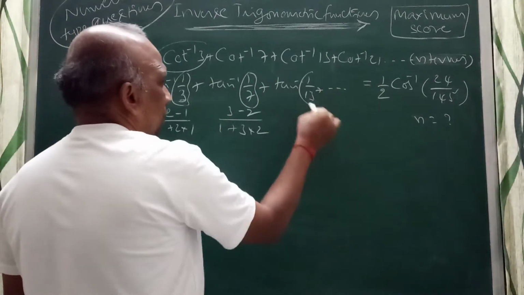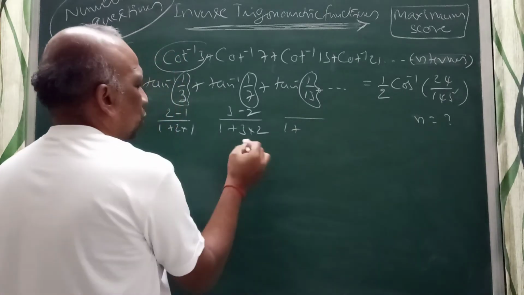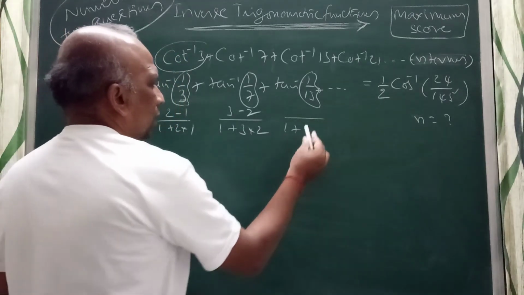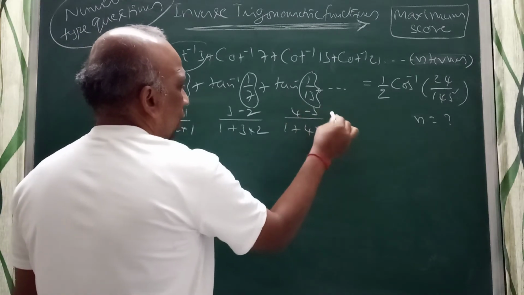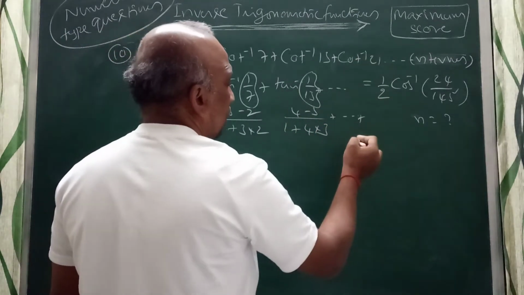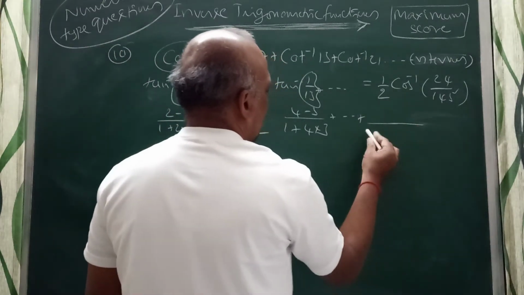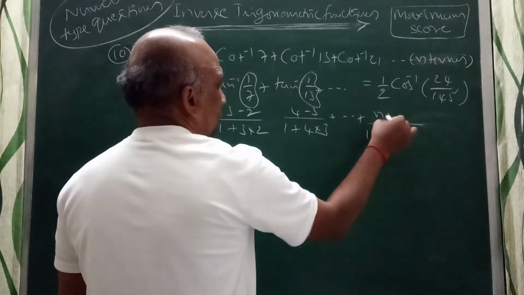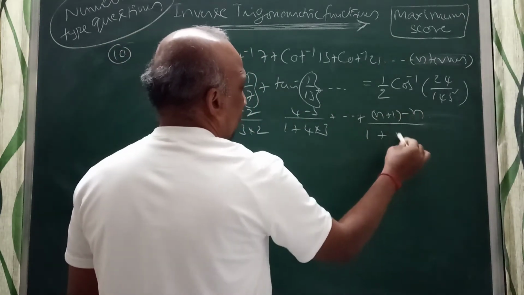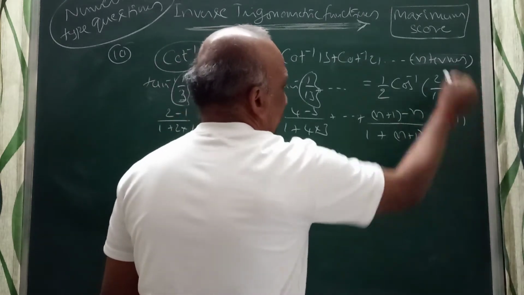See 1 by 3 into 2, same pattern, 1 by 12 I can write; this is 1 plus 2 into 1, 3 into 2, which means I can write this as 4 minus 3 over 4 into 3, and so on. If I take the nth term, I can write it: (n plus 1 minus n) by (n plus 1) into n. Like this, which is equal to this given.